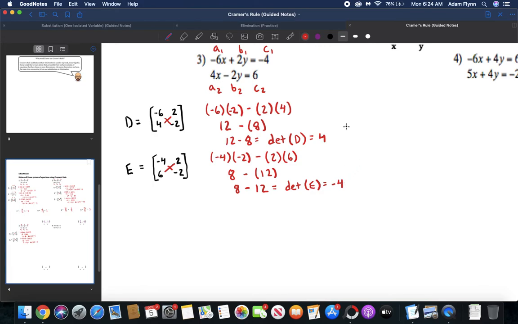One last matrix. F is going to be our A's in the left-hand column, followed by our C's in the right-hand column. So we have negative 6 and 4, followed by negative 4 and 6.